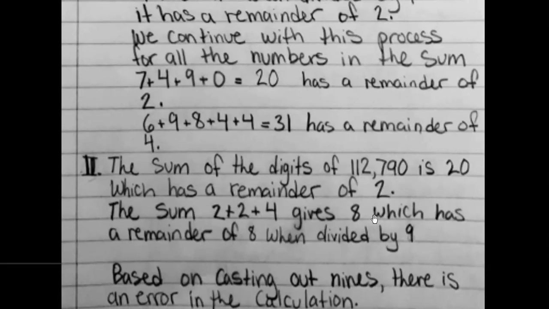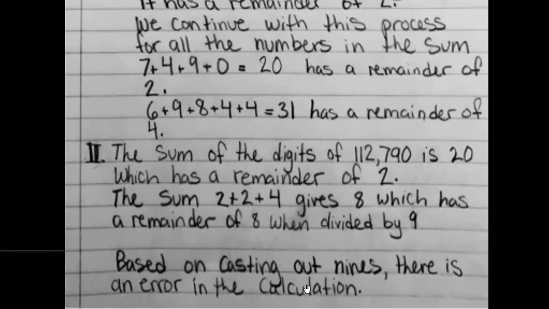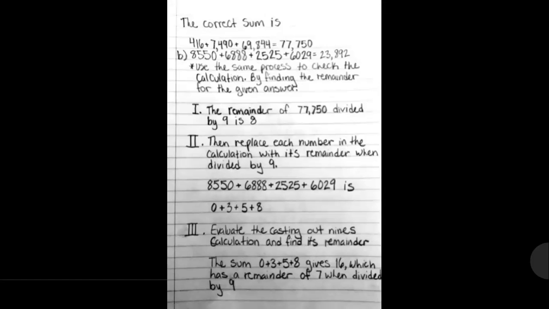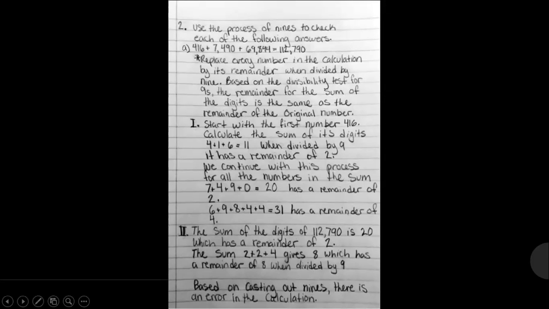So as you can see, these 2 numbers are not the same. So based on the casting out of 9, there is an error in the calculation. Right here, we place the remainder of every number, which is 2. Then we add them all together and it has a remainder of 2.